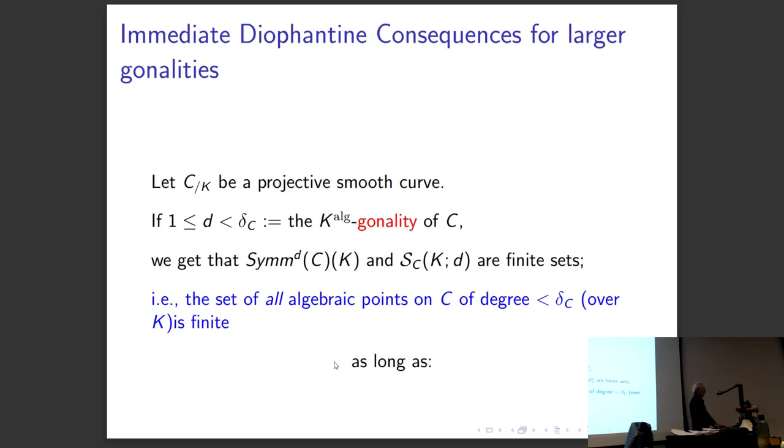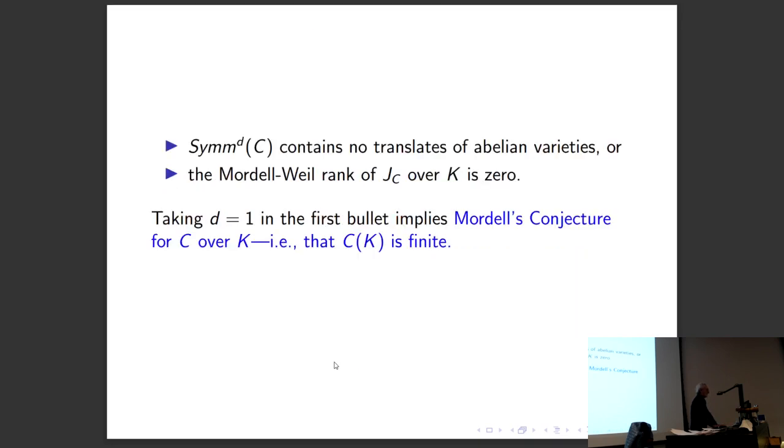Okay. So recall that if C is projective and smooth, we get that S_IMD and S_CKD are finite sets, that is, say, the set of all algebraic points on C of degree less than the gonality is finite as long as either S_IMD contains no translates of abelian varieties or the Mordell-Weil rank of J_C over K is 0.